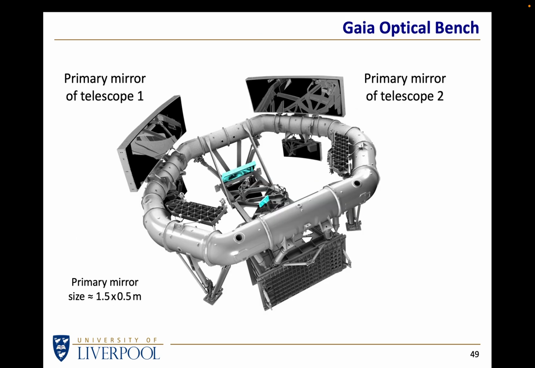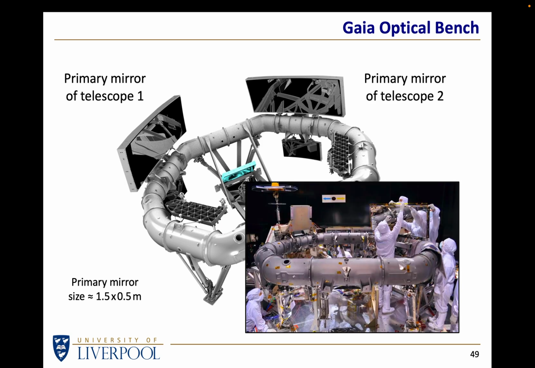That's what a naked Gaia looks like. There's the primary mirror of telescope 1 on the left and the primary mirror of telescope 2 on the right. Each mirror is about 1.5 meters by 0.5 meters. And that's where you can see it being put together by the Astrium technicians, where they seem to be fitting telescope mirror number 2. These mirrors are silicon carbide mirrors made in France, Germany, Belgium.